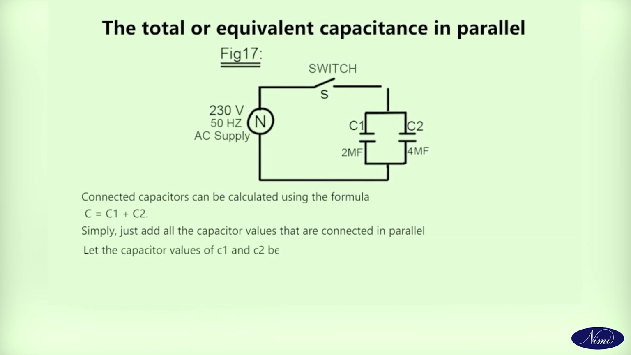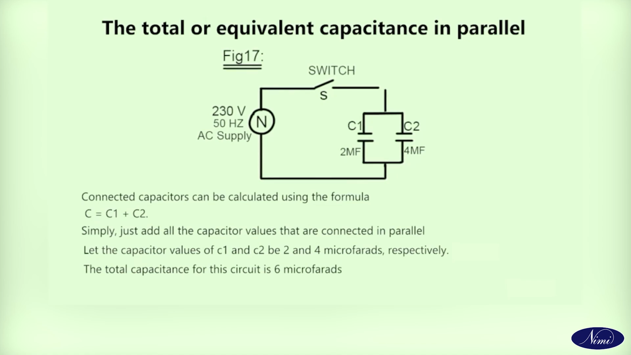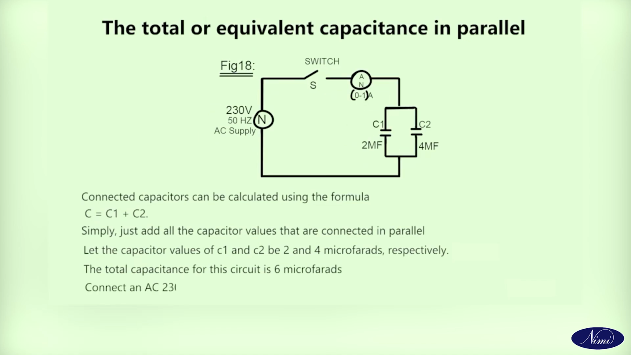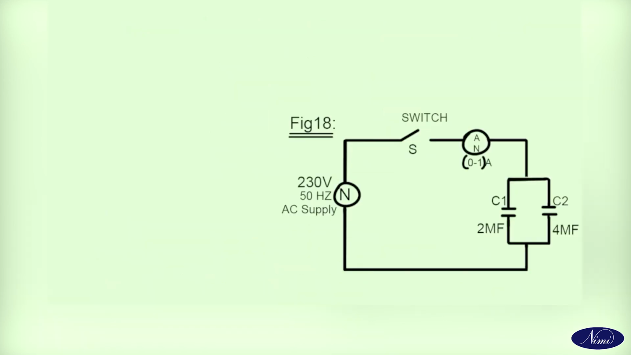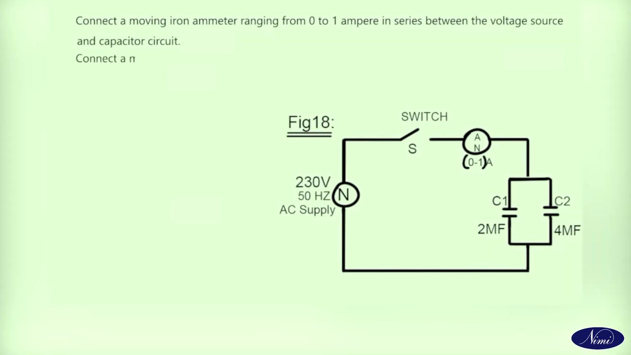Let the capacitor values of C1 and C2 be 2 and 4 microfarads respectively. The total capacitance for this circuit is 6 microfarads. Connect an AC 230 volt source with a 50 Hz frequency to the circuit with switch S. Connect a moving iron ammeter ranging from 0 to 1 ampere in series between the voltage source and capacitor circuit.